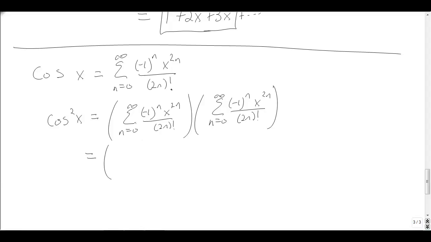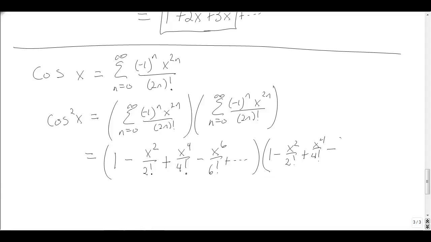So I'm just going to expand these out. If I plug in n equals 0, that gives me 1. n equals 1, I'm going to get a negative x squared over 2 factorial. n equals 2, I'll get a plus x to the 4th over 4 factorial, and then n equals 3. I'll write out enough terms so I have what I need. The second factor is the same thing: 1 minus x squared over 2 factorial plus x to the 4th over 4 factorial minus x to the 6th over 6 factorial plus some more stuff.